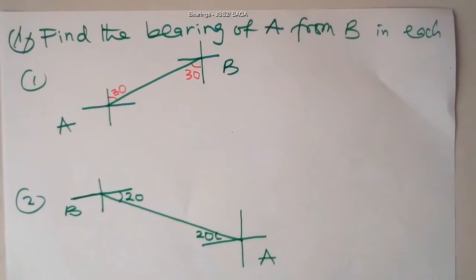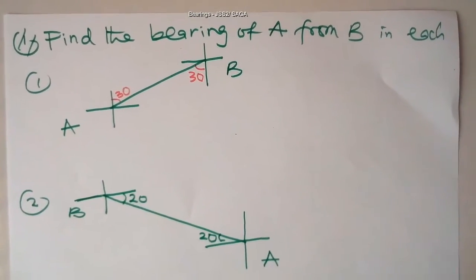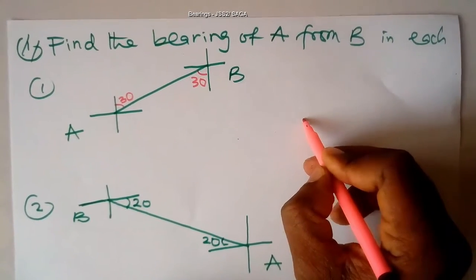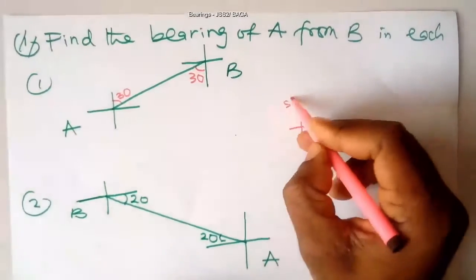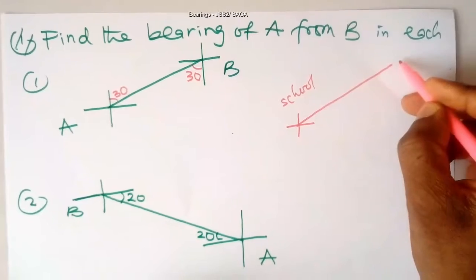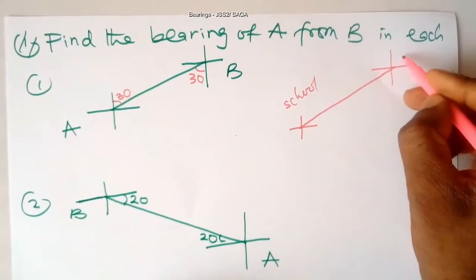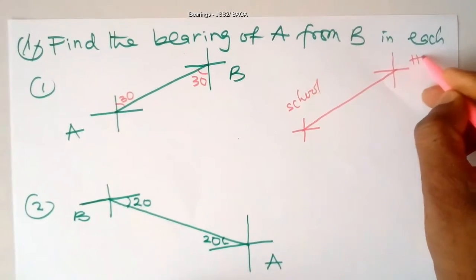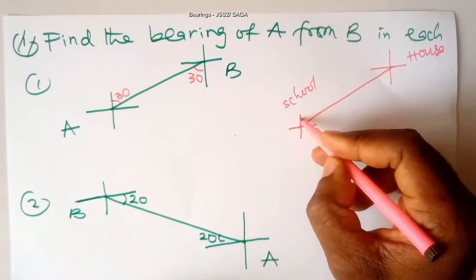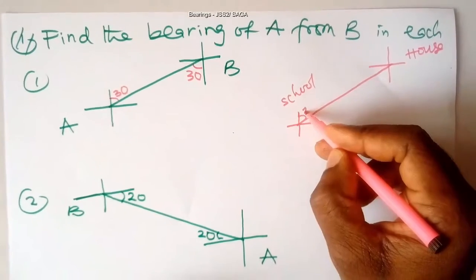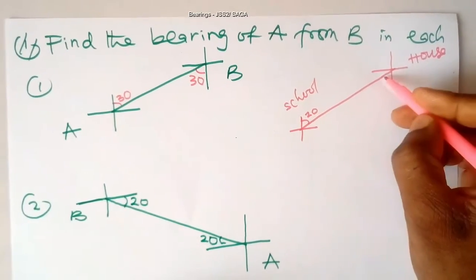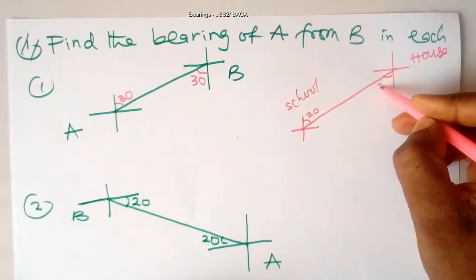Between two points. Before I answer this question, let me just give a diagram. Let's assume this is your school. Let me connect it with your house. This is your house. Let here be 20. Remember, alternate angles are equal. These are alternate. If here is 20, automatically here will be 20 also.